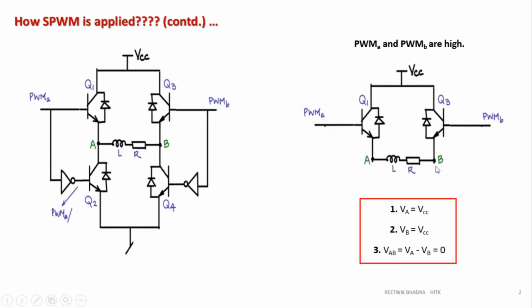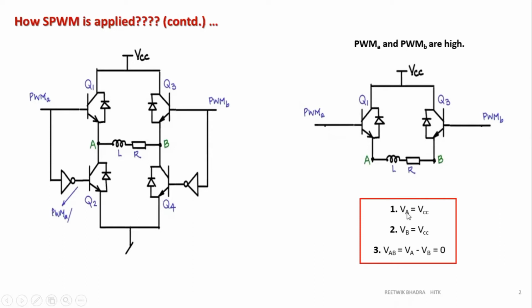Now we'll calculate the voltage across the load. That means our main objective is to plot VAB. So we need to find out the value of VAB under all 4 instances. So this is my first instance. See, at A point, VCC is directly connected. So I can say the A point potential is VCC. So VA I have written as VCC. At this B point, since Q3 is on, VCC will be connected directly to this B point through Q3. So I can say VB is equal to VCC.